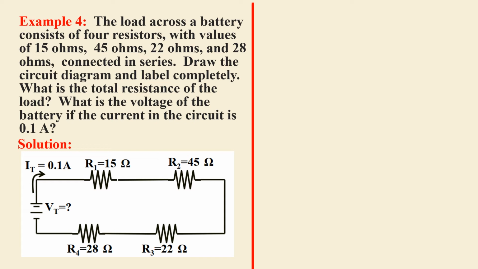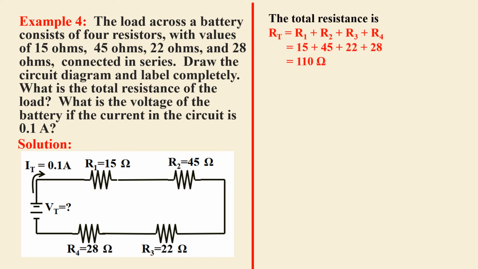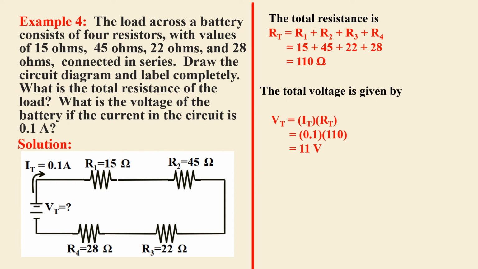Resistance 1 has 15 ohms. Resistance 2 has 45 ohms. Resistance 3 has 22 ohms. And resistance 4 has 28 ohms. The total resistance is obtained by adding these 4 resistances. You have 15 plus 45 plus 22 plus 28 equals 110 ohms.